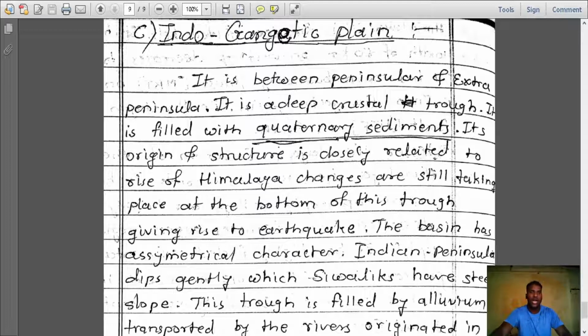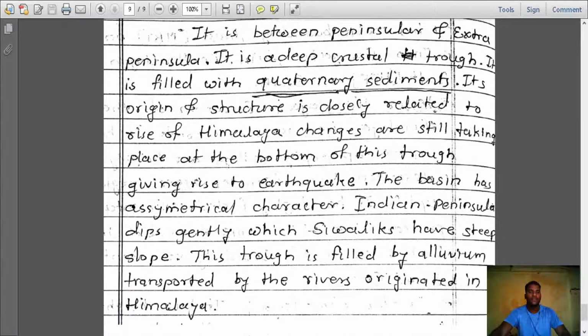Its origin and structure is closely related to the rise of Himalaya. Changes are still taking place at the bottom of this trough, giving rise to earthquakes. The basin has an asymmetrical character. The Indian peninsula dips gently, while the Siwaliks have steep slopes. This trough is filled by alluvium transported by the rivers originating in the Himalaya.